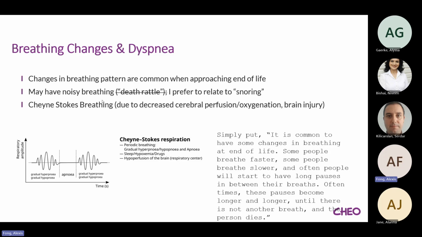So there are a lot of different changes in breathing patterns when someone is approaching end of life. One of the breathing patterns that we talk about is Cheyne-Stokes breathing, where you'll have gradual hyperpnea and then periods of apnea, often due to decreased cerebral perfusion or oxygenation, brain injury, etc. When I talk to families, I don't call it Cheyne-Stokes breathing. I will say it's really common at end of life for people to have changes in the way that they breathe. Some people breathe faster. Some people breathe slower.